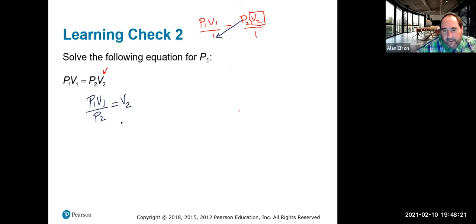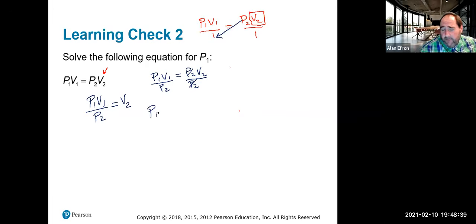Ultimately, what we're really doing here is we're doing opposites. So we have P1 V1 is equal to P2 V2. We're basically dividing by P2 times V2. So we're going to divide both sides, basically, is what we're doing. And we end up with the same thing here.